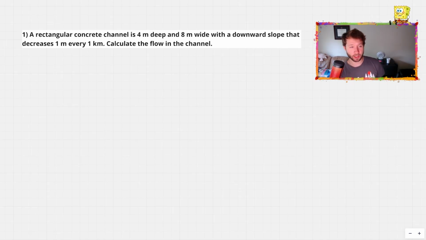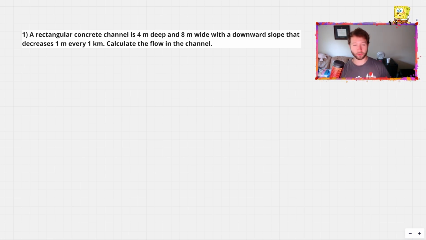So first question we got: a rectangular concrete channel is 4 meters deep and 8 meters wide with a downward slope that decreases 1 meter every 1 kilometer. Calculate the flow in the channel. So immediately this is going to be a case of open channel flow.